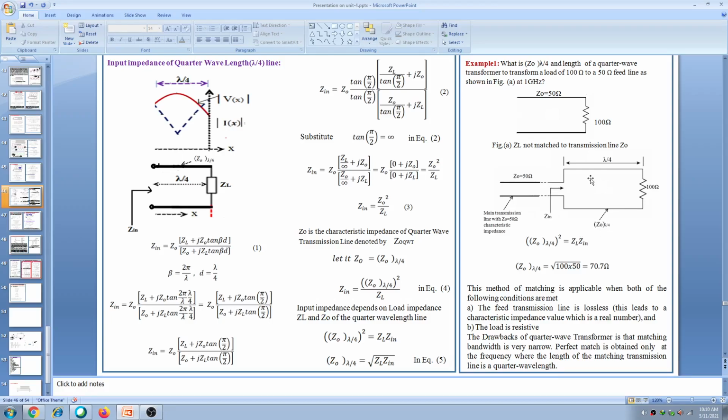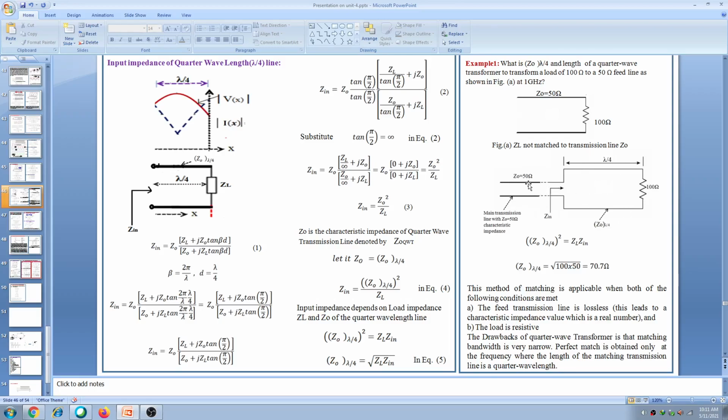Once we know the length and this Z0, we can implement this: a transmission line with characteristic impedance 70.7 ohm. The quarter wave transformer is also a transmission line, but its characteristic impedance is 70.7 ohm. But this is the main transmission line. It has a characteristic impedance of 50 ohm. That is the main line. Do not confuse it with this. So this is also a transmission line, and this is also a transmission line.